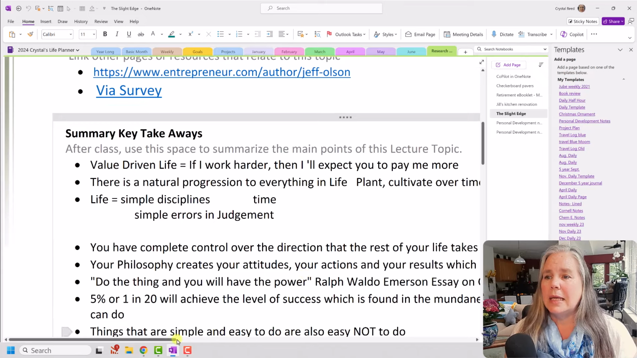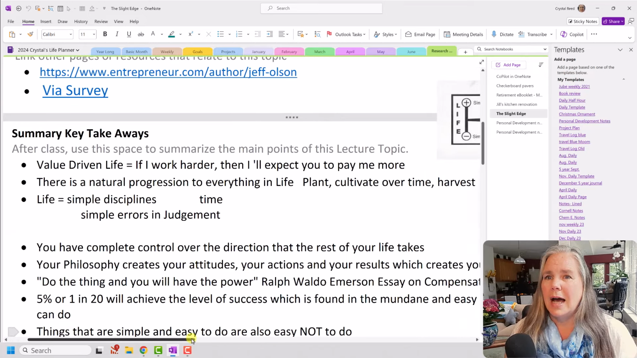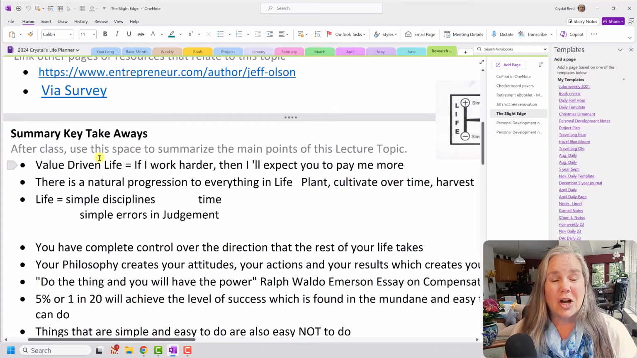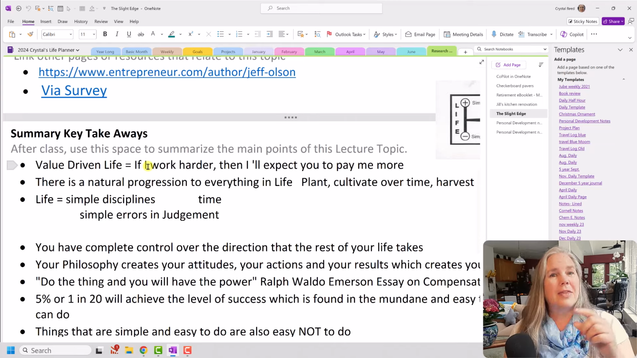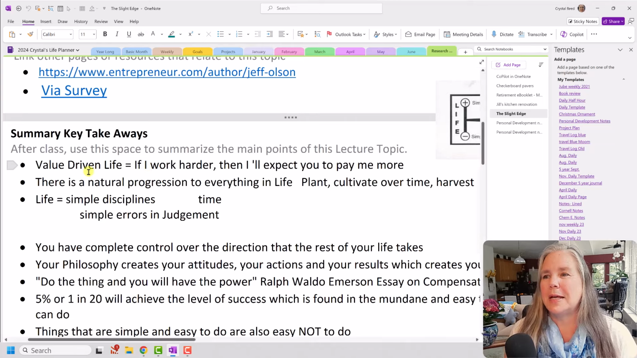Okay. So my key summaries or takeaways for this particular book. He talks about living a value-driven life. And the value-driven life mantra would be something like, if I work harder, then I will expect you to pay me more. Okay? The opposite of that would be, if you pay me more, then I'll work harder. But the value-driven life says, no, my work ethic is to work hard and to show up and to do the things. And when I do that, you will recognize the value that I'm adding and you will pay me more. Okay? All right. I thought that was interesting, so I wrote that down.